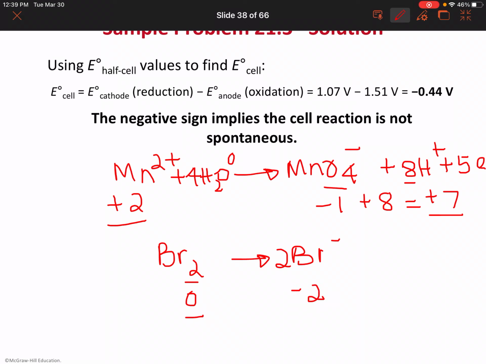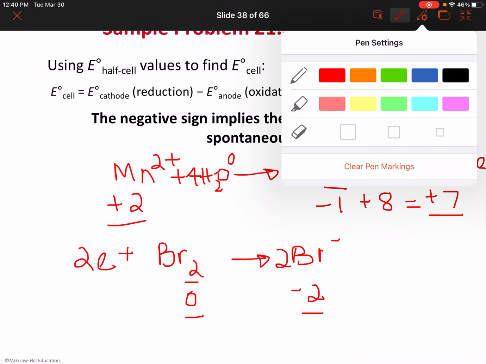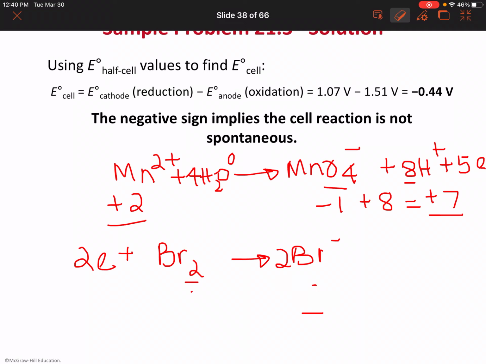What happened to oxidation number? 0 goes to minus 2. Is the number increasing or decreasing? The number is decreasing. If the oxidation number is decreasing, that's a reduction. Reduction is gain. OIL RIG, reduction is gain. So how many electrons need to be gained in order to go from 0 to minus 2? You need to gain 2 electrons. Right? So that is going to be the reduction half reaction. Okay.